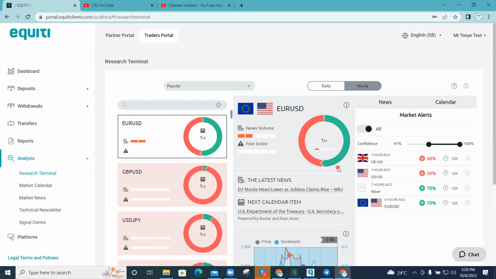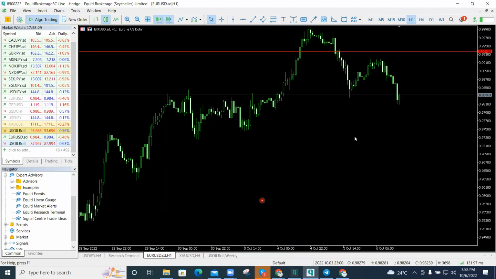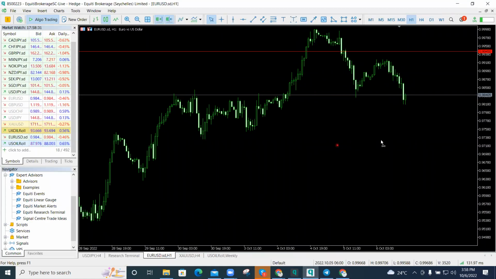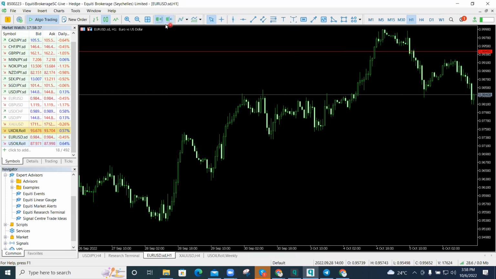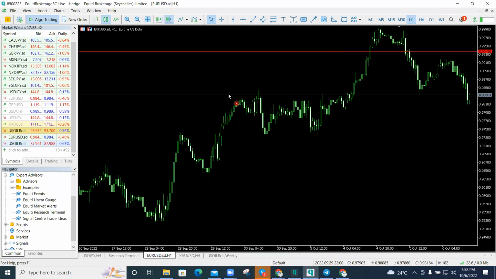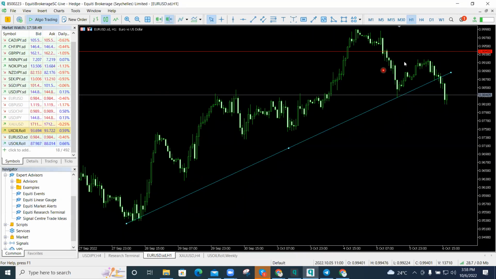I don't really know, but let's go check them out. So let's check Euro USD on the 1 hour time frame. This is a 1 hour time frame, and if you look at the overview of Euro USD on the 1 hour time frame, you know that this is actually a bullish dominated market.